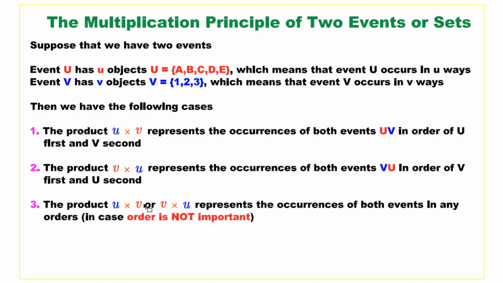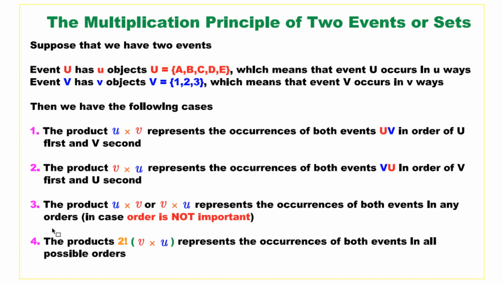The product UV or VU represents the occurrences of both events in any order. So that's in case the question is demanding from us that no order is required. So this is the no order case. Now the case of all orders, the product 2 factorial times U times V represents the occurrences of both events, or all events, in all possible orders. So these are all the cases of the multiplication principle for 2 events.